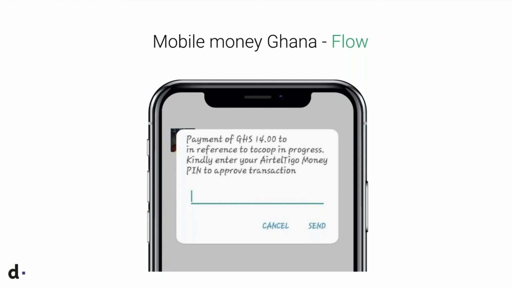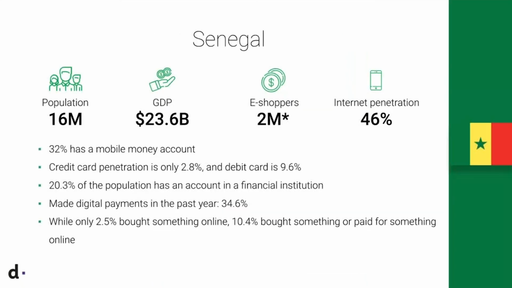So in terms of flow, it's almost standard to what you expect or what you see from the demonstration of Kenya. It's the same thing. You provide your phone number, you get push notification to your phone, you authenticate, authorize it with your PIN, and then that transaction is instantly consummated between the buyer and the merchant.